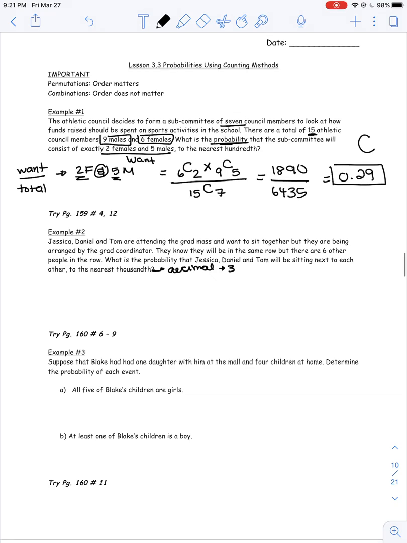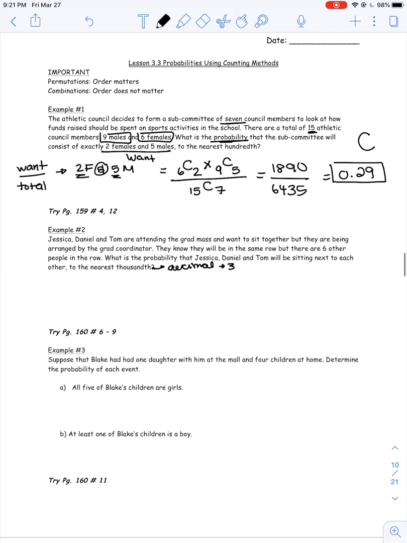Okay, so in this case, we're going to have spots to represent this. We're going to show what this looks like as spots. We know that they'll be in the same row, but there are 6 other people. So there's Jessica, Daniel, Tom, and 6 others: 1, 2, 3, 4, 5, 6. When I'm doing these situations where people have to sit together, I'm going to put them in the first 3 spots just for now.